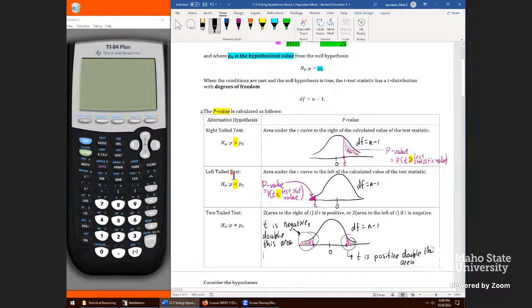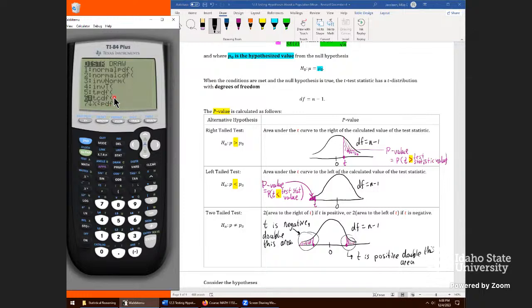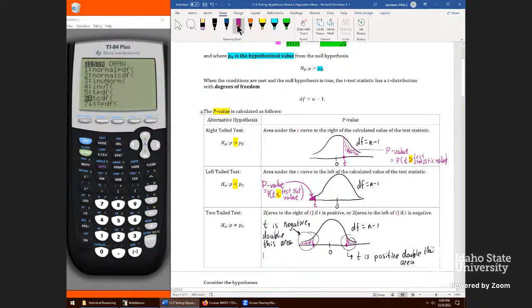And again, the only thing new is we're using, oh, the calculator turned off. We're using TCDF, so option number 7. You know, we might as well put that on the notes. Use option 6. Yeah, thanks for spotting that. I don't know why I thought that was 7. Option number 6, TCDF.